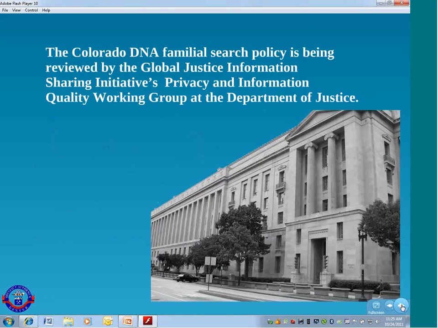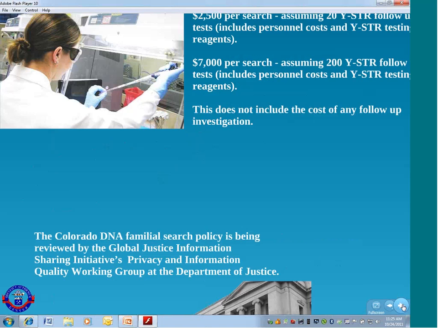We had our Colorado policy reviewed by the Global Justice Information Sharing Initiative for privacy and information quality, and our hope is that this group from the Department of Justice will then set out a model policy for other states to follow when they create a familial search policy.